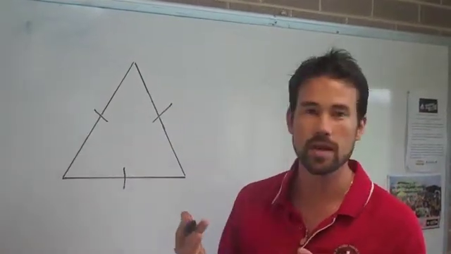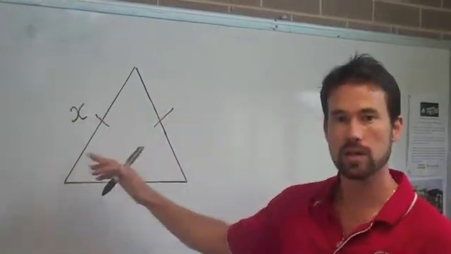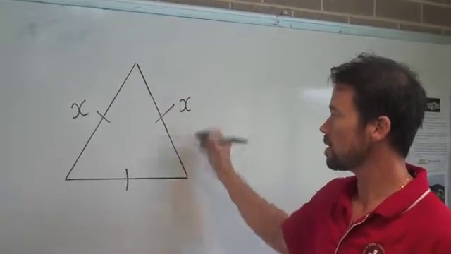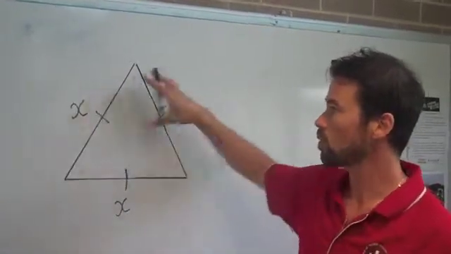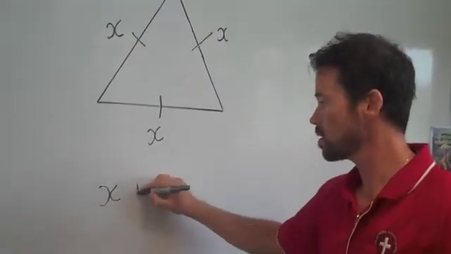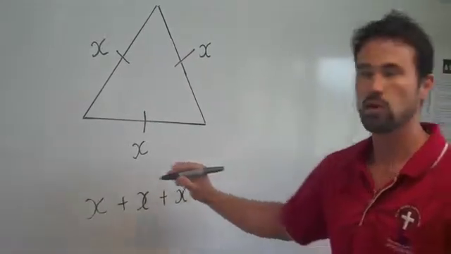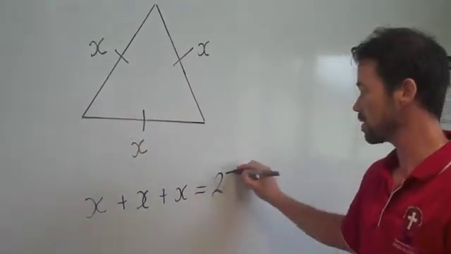But how can we write that now in algebra? Well, I guess if we pretend that the length of each side is equal to x. In an equilateral triangle then, we would have a total of 3 x's. Let's write that down. We've got x plus x plus x is equal to our total perimeter of 27.